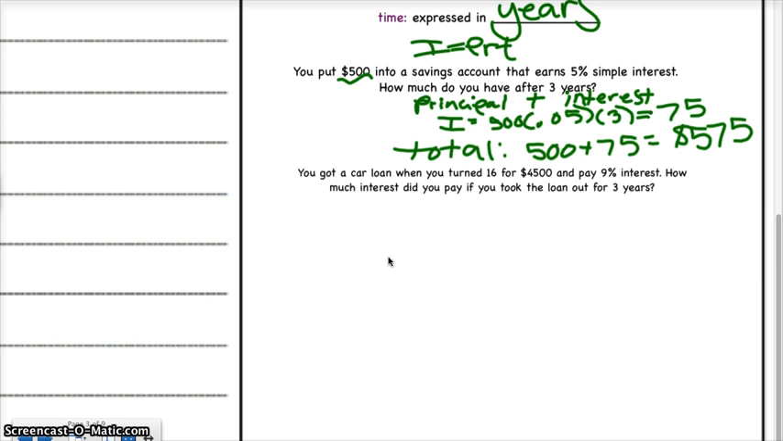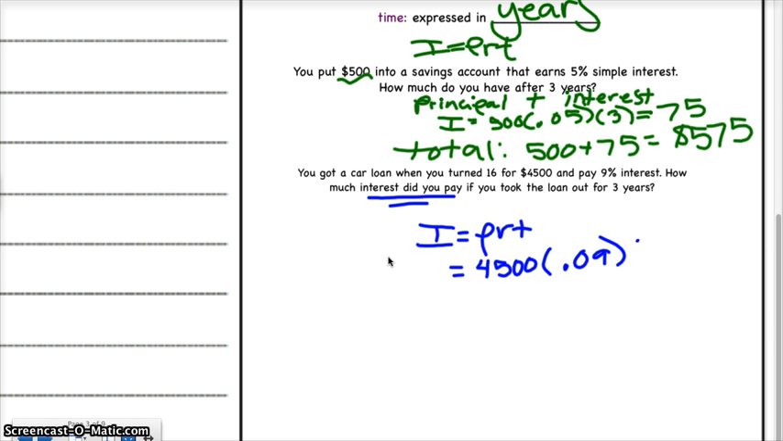Okay? So what we need to do, the bank says, I will give you this $4,500, but you're paying 9% interest on it. How much interest did we pay, just the interest, if we took the loan out for 3 years? So interest is PRT, which is, what's my principal on this one? What did I start with? 4,500. What's my interest rate? 0.09. And how long? Okay, then you just plug it in.